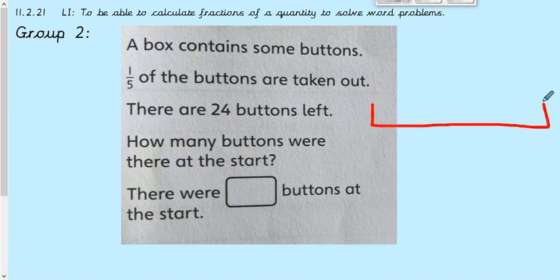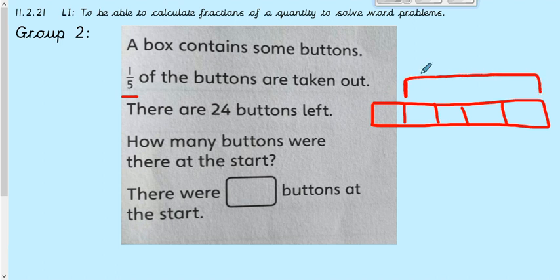So if you have a fraction strip split up into 5 sections, because you're looking at fifths, and you know 24 buttons left, so that is what is actually left rather than what has been taken out. So the shaded part here is what has been taken out because that's a fifth, and then this part is worth 24. So 1, 2, 3, 4 of the parts is worth 24.